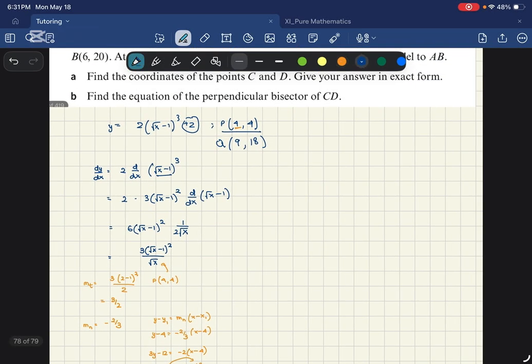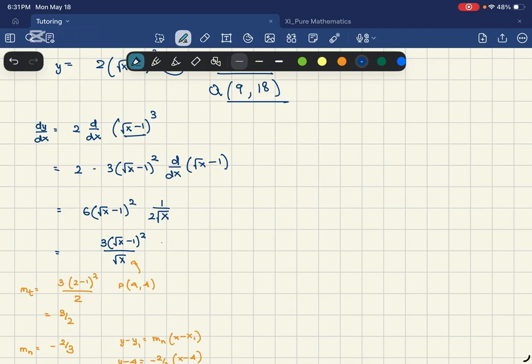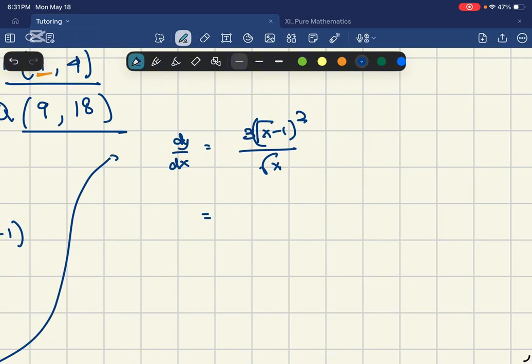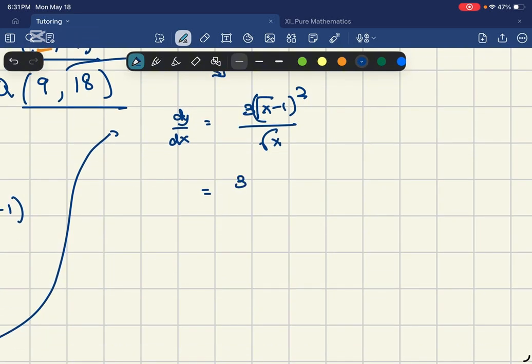Now we need to do it again, but for this point, right? So when dy by dx is equal to 3 square root of x minus 1 squared divided by square root of x, now I substitute 9 here. If I substitute 9, I have square root of 9 is 3 minus 1 squared.